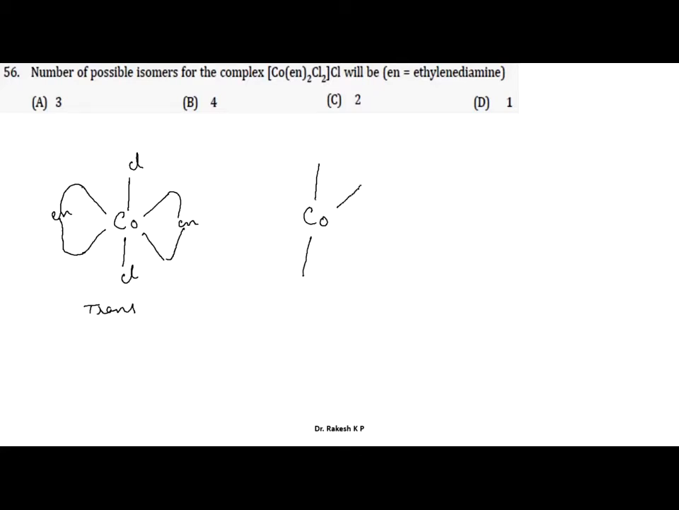This will be the cis. Just go to this one here. I'm going to indicate this one here. Okay, so here we are having the en, like this, and here also we are having the en, that's the bidentate. Here we are having the chlorine. See this one here, this will be the cis form.